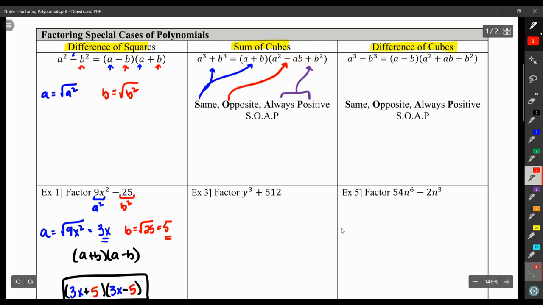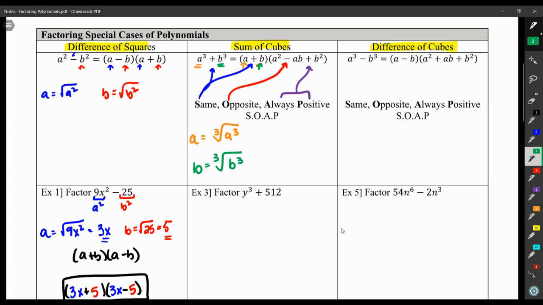Now, how do we find a and b? Well, if this is a to the third and I need a, that means a has to be the cube root of a to the third. That's why it's a perfect cube. Similarly for b, if this is b to the third and I need b, that means b has to be the cube root of b to the third. So same idea as difference of squares. It's just instead of working with squared numbers, we're working with cubed numbers.